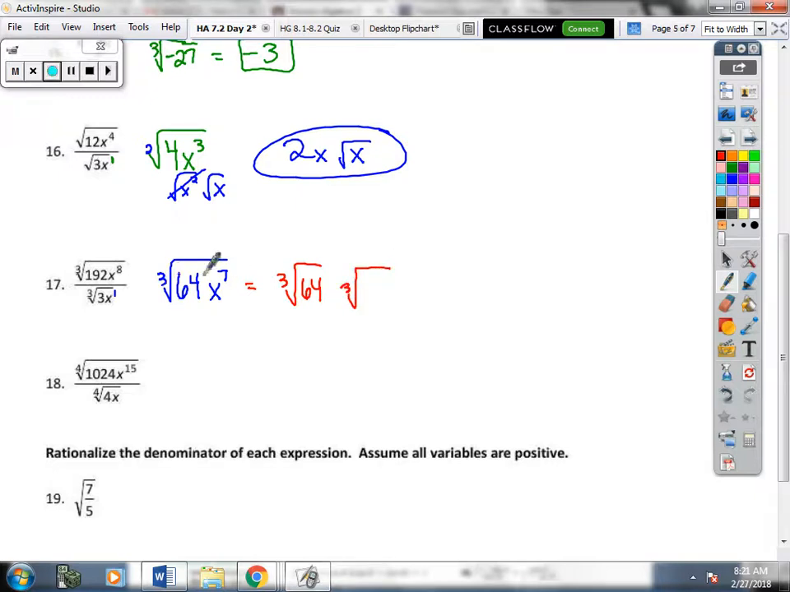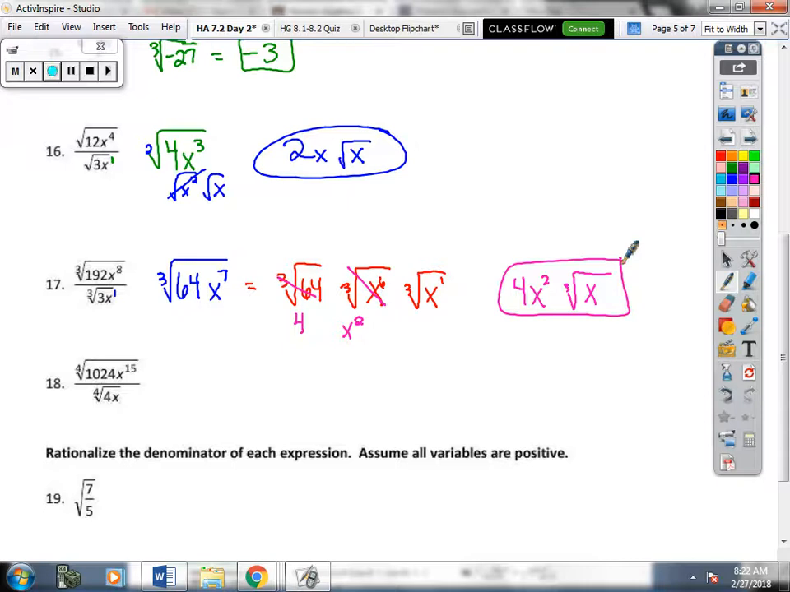Now 7 is not divisible by 3, so I work my way down. X to the 6th would be. So I'll break this into x to the 6th and x to the 1st. And then the cube root of 64 is just 4. No, it's just positive 4. And here we'll divide these to get x squared. And then that will stay under my cube root. So 4x squared times the cube root of x.